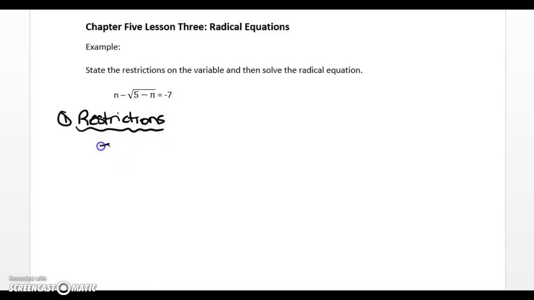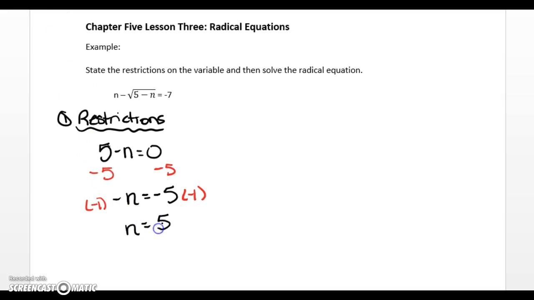So our first step is to set that radicand equal to 0. So we have 5 minus n is equal to 0, and then we're going to solve for n. You can start by getting rid of 5, so you could subtract 5 on each side. So you're left with negative n is equal to -5. Then we don't want negative n, so we're going to multiply it by -1 on each side. And what we find is that n would be equal to 5.